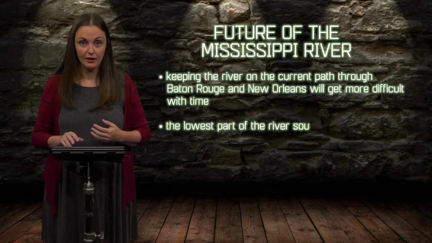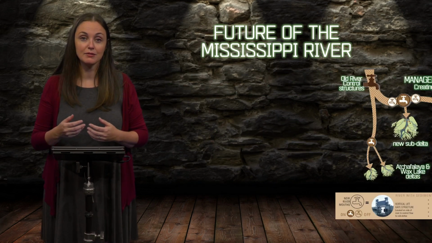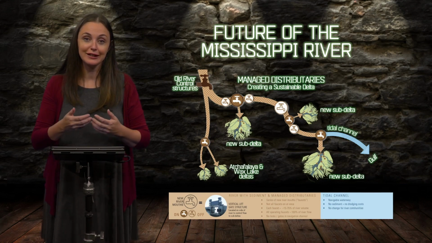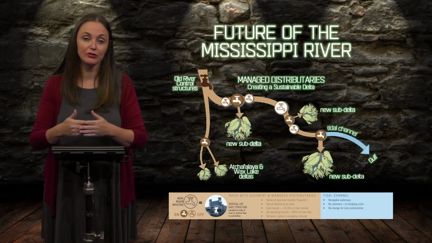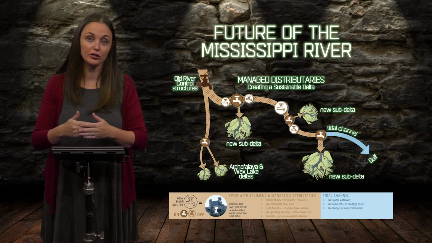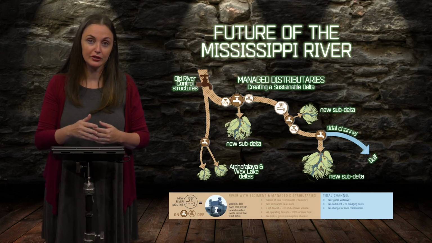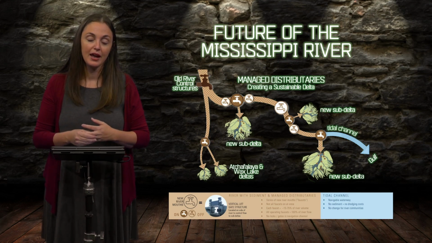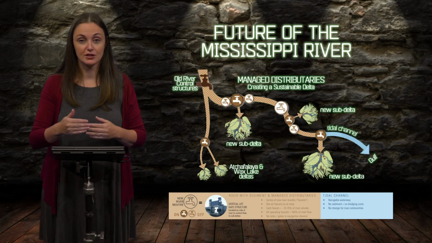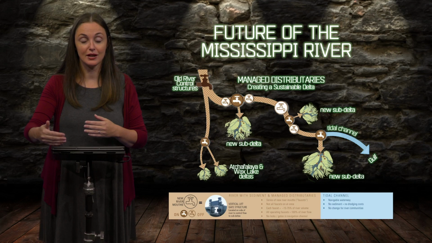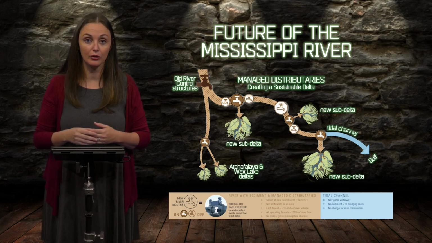Some of the forecasts for the future of the Mississippi River actually have us ending the river far, far north of where it's currently ending. Right now, the Mississippi River Delta is far, far southeast of New Orleans, and the river is essentially just extending and continuing to deposit sediment further and further south.